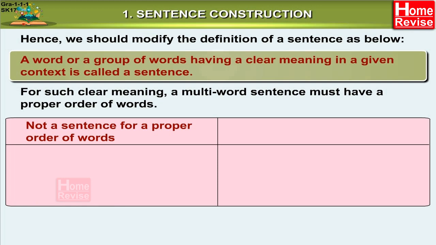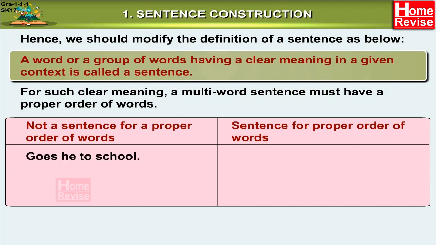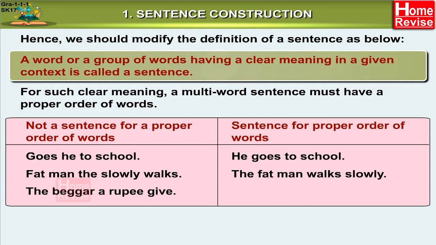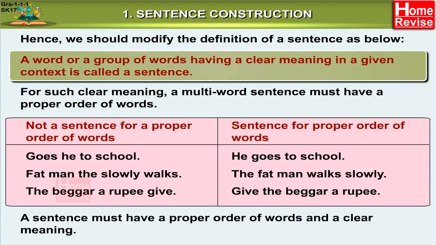Not a sentence for a proper order of words, sentence for proper order of words. Goes he to school is not proper order. He goes to school is proper order. Fat man the slowly walks is not proper order. The fat man walks slowly is proper order. The beggar a rupee give is not proper order. Give the beggar a rupee is proper order. A sentence must have a proper order of words and a clear meaning.